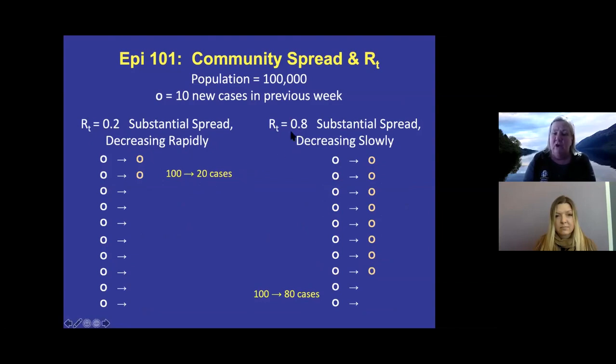But if we have an RT of 0.8 with substantial spread, it's going to decrease much slower. So we're going to go from 100 down to 80 cases. And this is pretty much the situation that Brookings has been in. We've had substantial spread for quite a while, and RT has been lower than 1, but it's very close to 1. So the high numbers are being maintained.